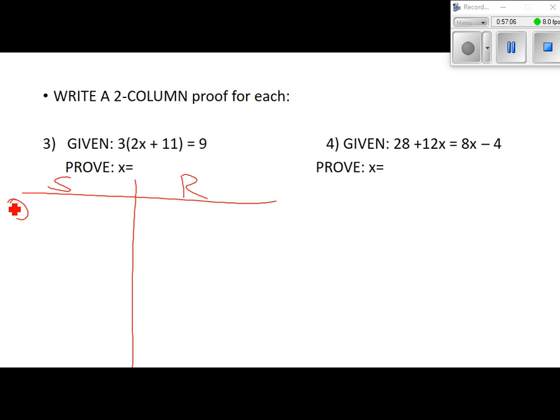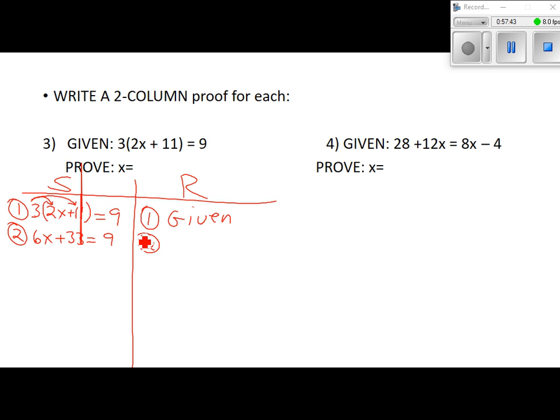What's our first statement gonna be on this one? 3 times the quantity 2x plus 11 equals 9. How do we know that that was true? It was given. That was given to us. What do we do first? Start to solve this. Distributive property. You distribute out here, right? So what's 3 times 2x? 6x. What's 3 times 11? 33. Equals what? Ignore that straight line going up through there.